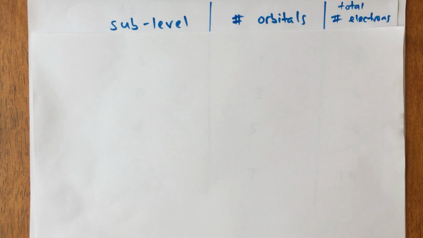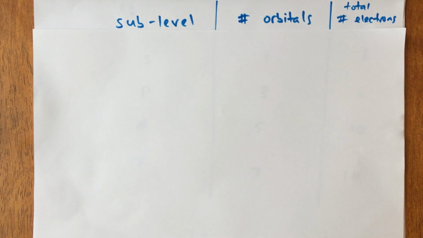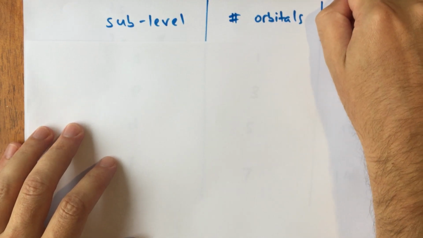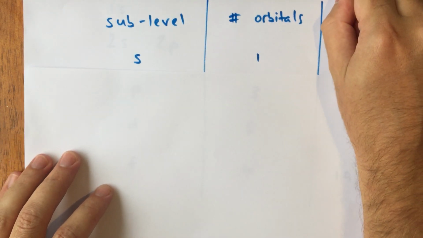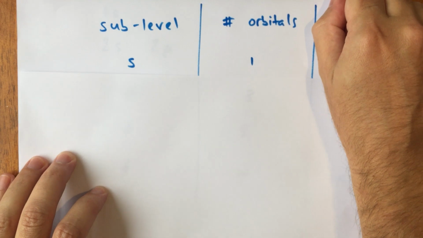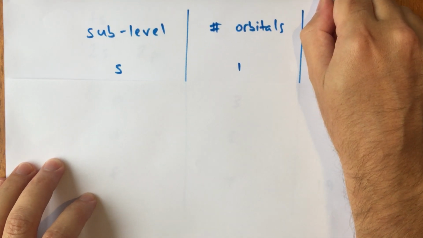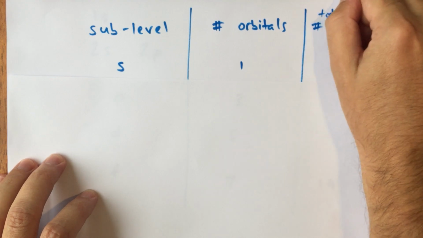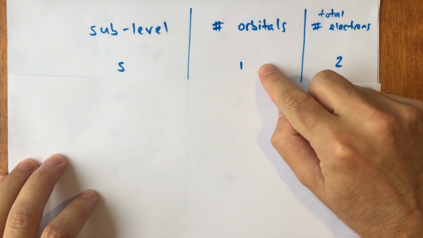So this table is going to hopefully explain nice and clearly how many electrons each sublevel can hold. The 4 sublevels, remember, are S, P, D, and F. The S sublevel is the first sublevel, and the S sublevel has 1 orbital. If an orbital holds a maximum of 2 electrons, hopefully you can guess that the maximum number of electrons an S sublevel can hold is 2. 1 times 2 is 2.